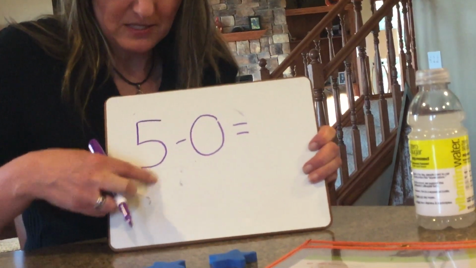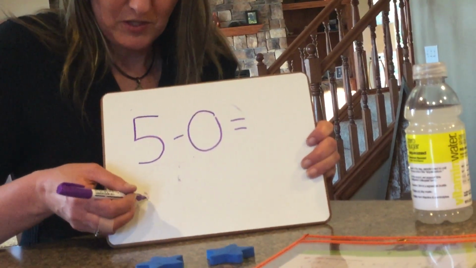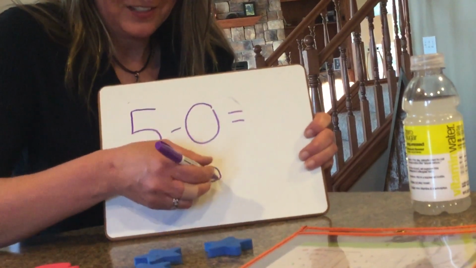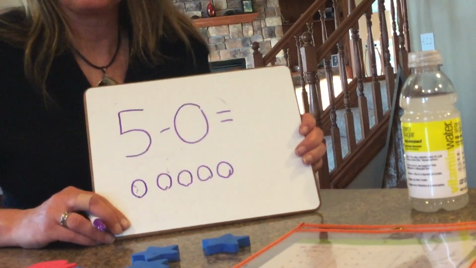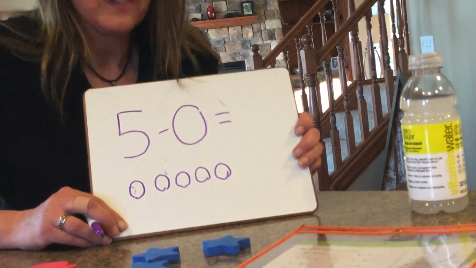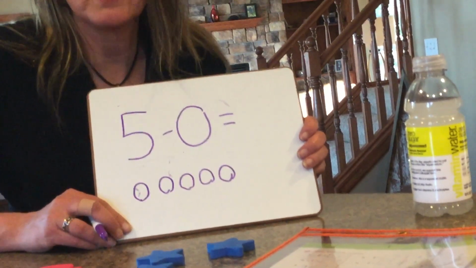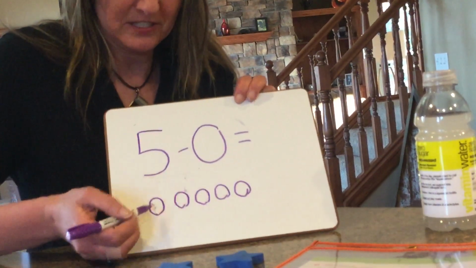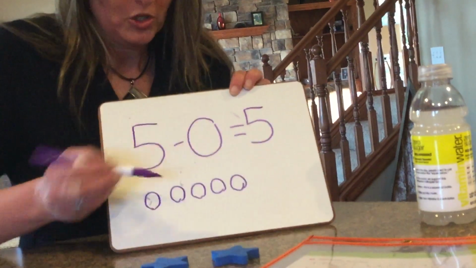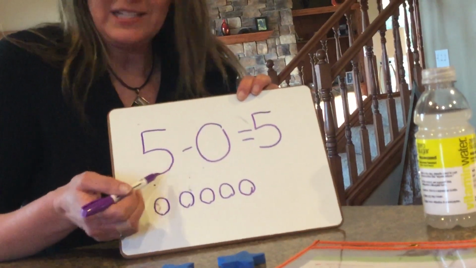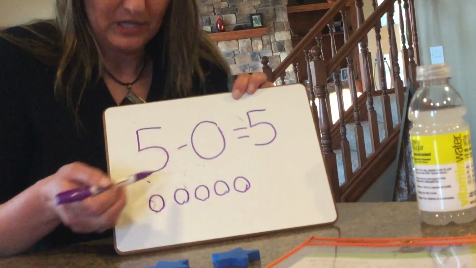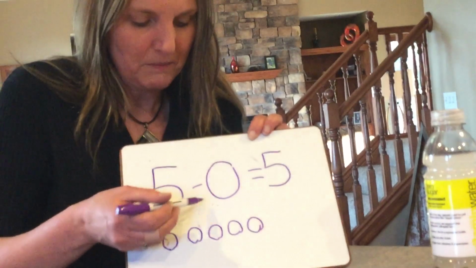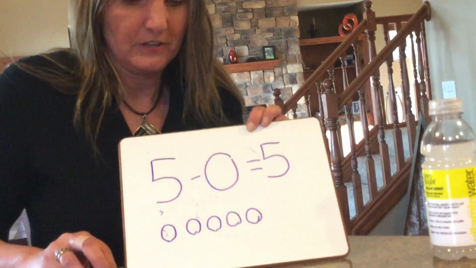Five minus 0. There were 5 oranges in the refrigerator. My friend came over and took 0 oranges. They didn't take any away. How many are left? Still 5. When you have 5, any number, and you take away 0, just like with adding, it's always going to be the other number. 5 minus 0 equals 5.